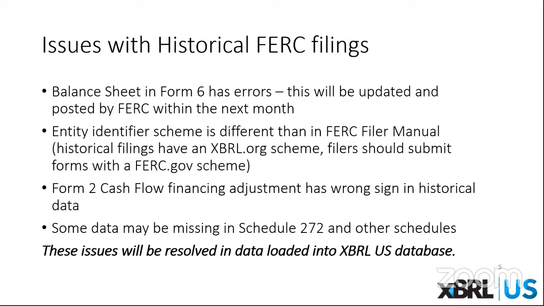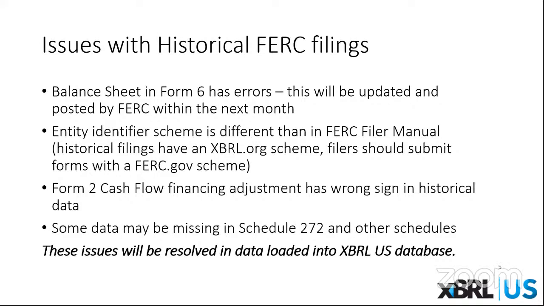Another thing just to be aware of, and this probably doesn't affect very much, but the entity identifier scheme is different. That was updated in the FERC filer manual, basically to say it was in the ferc.gov namespace or ferc.gov scheme. The migrated data has an XBRL.org scheme for it. It's still the same number. The CID is still the same. It's just the scheme is different. So if you see that and you wonder why this is different, there's no good reason for it, other than that it was decided to update that later. But all the migrated data, they didn't go back and change that.